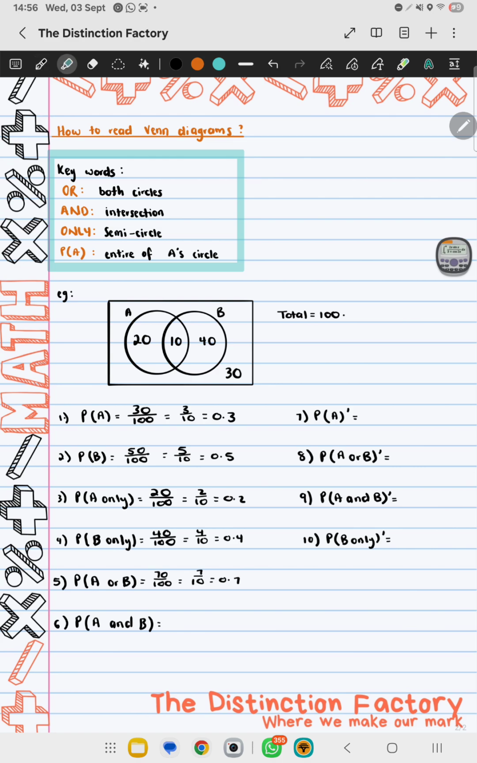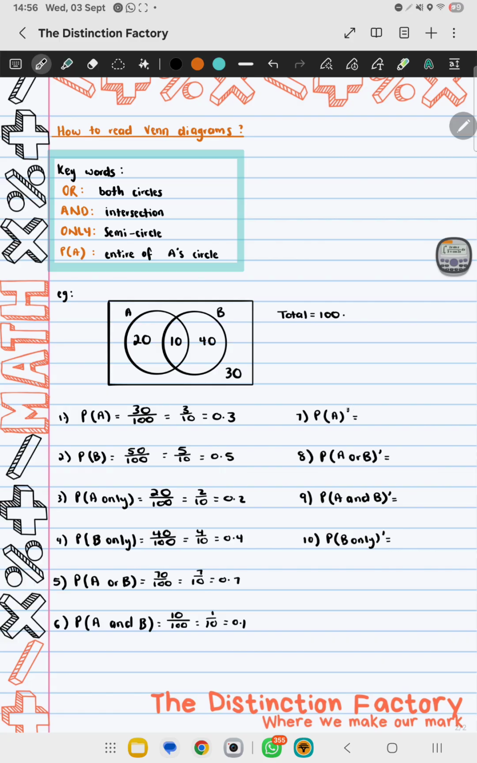The next one says that we are looking at the probability of A and B. And means that they have to happen together. So we are looking at the intersection part of it. And in our intersection, we only have a 10 there. So that answer would be 10 over 100, 1 over 10 or 0,1.